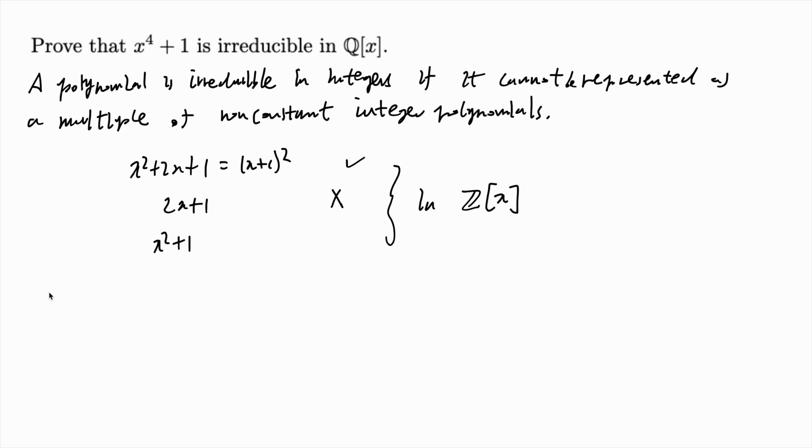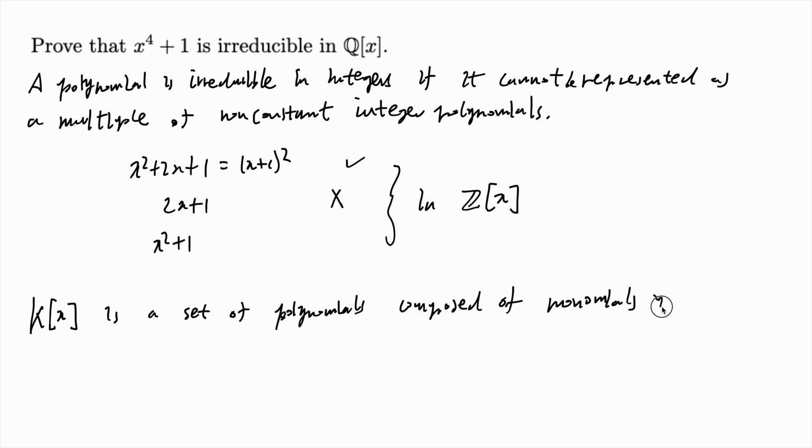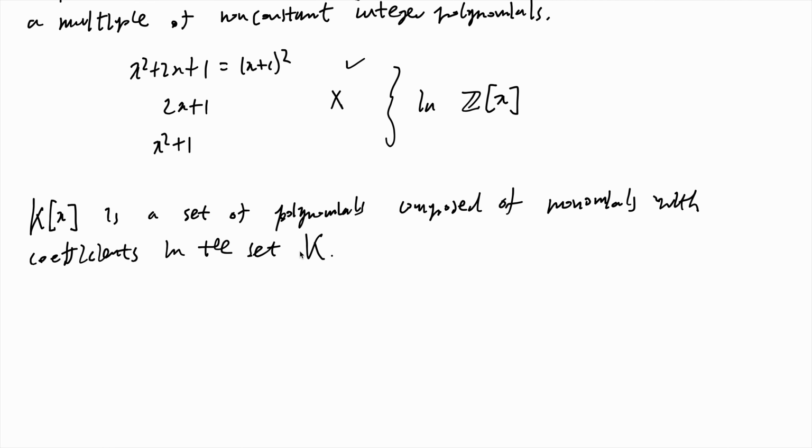Now let's say K is a set of polynomials composed of monomials with coefficients in the set K. Yeah, so I think this is a great definition.